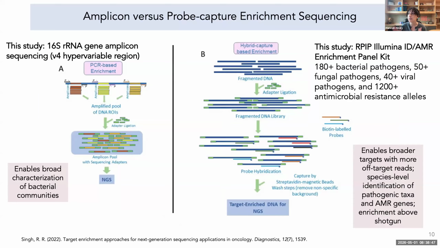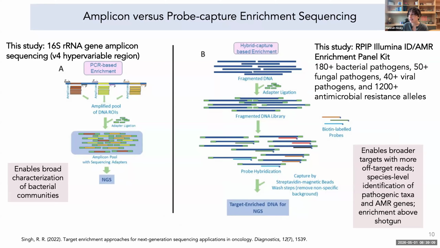And we used 2 types of sequencing for this study. Many of you will probably be familiar with 16S rRNA gene amplicon sequencing. We sequenced the V4 hypervariable region. This enables broad characterization of bacterial communities where we're sequencing these specific amplicons.